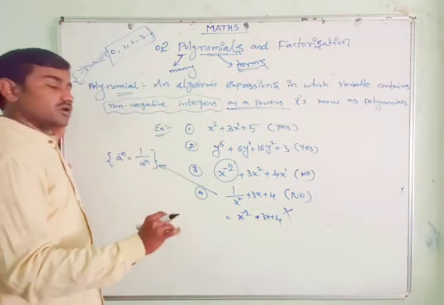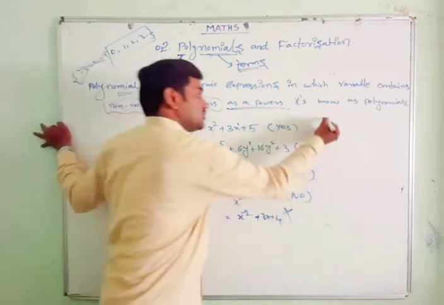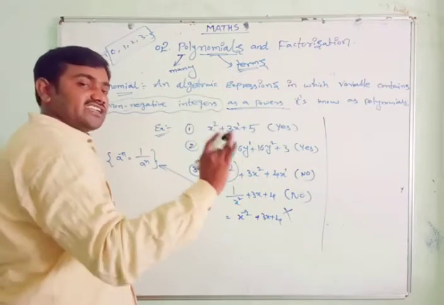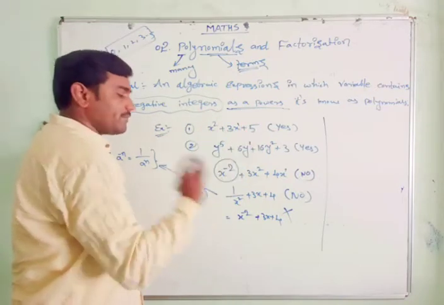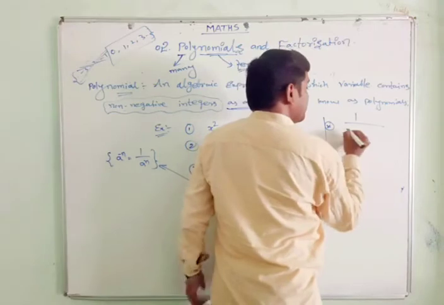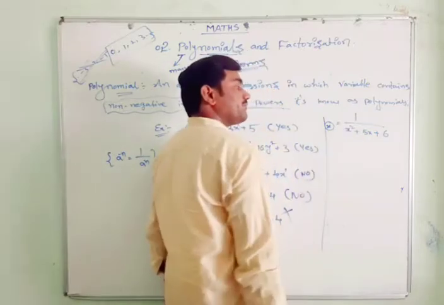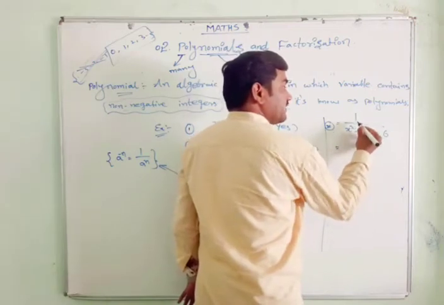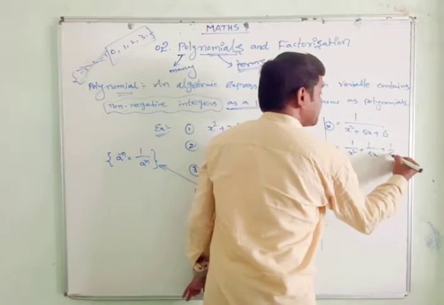Simple. So here we need to identify whether the given algebraic expression is a polynomial or not. If the variable contains only non-negative integers as powers, it is known as a polynomial, or else it is not a polynomial. Let me write once again: 1 by x square plus 5x plus 6. Is it a polynomial? It is also not a polynomial. When we rewrite it, we get 1 by x square plus 1 by 5x plus 1 by 6.